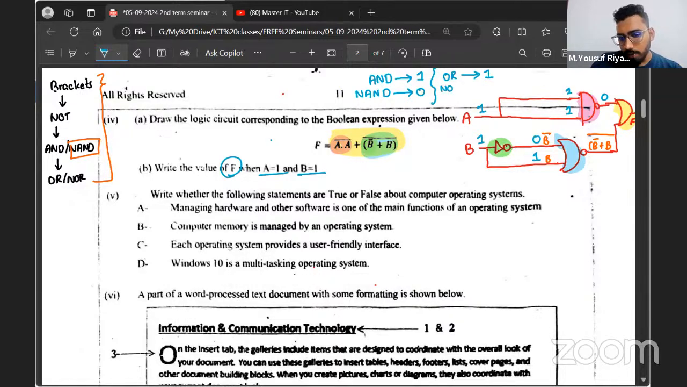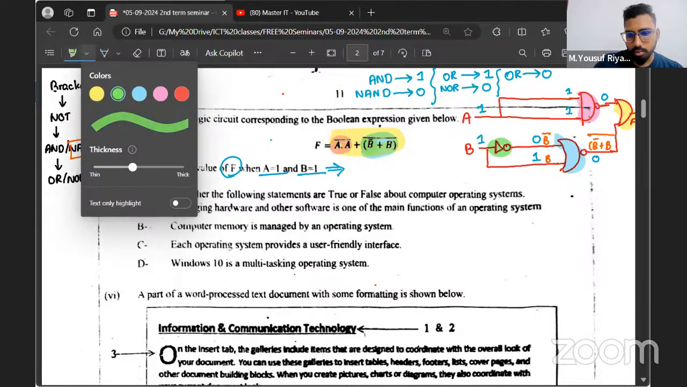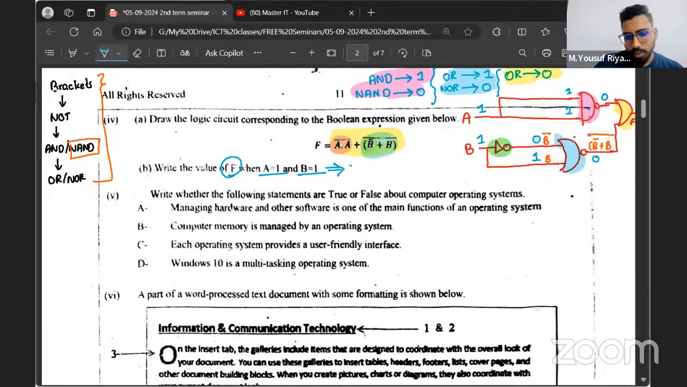But because we have used a NOR gate here, which is the opposite of an OR gate, the NOR gate is going to give you 0. So we have 0 here. Now the yellow gate is an OR gate. If both inputs of the OR gate are 0, what's going to be the result? It's going to give you 0. So the value of F when A equals 1 and B equals 1 is exactly 0. And that's how you do these kinds of questions. Got it, all of you?